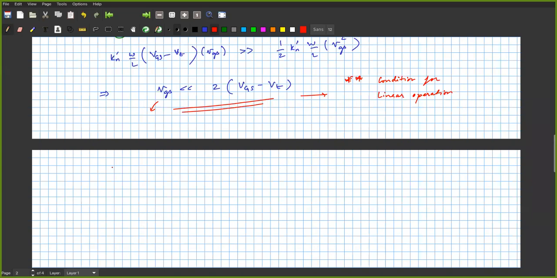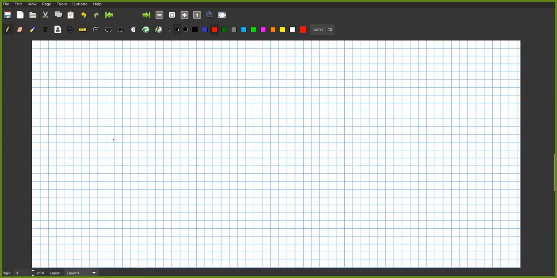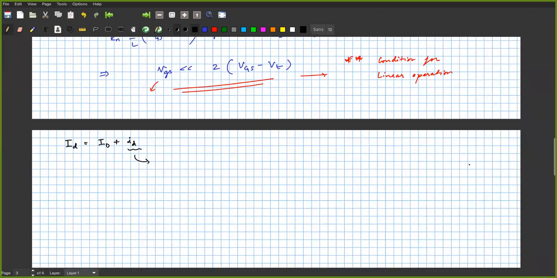Then we'll move on to transconductance, MOSFET transconductance. Again, let me write this instantaneous current again. So ID is equal to bias plus current due to the AC source.